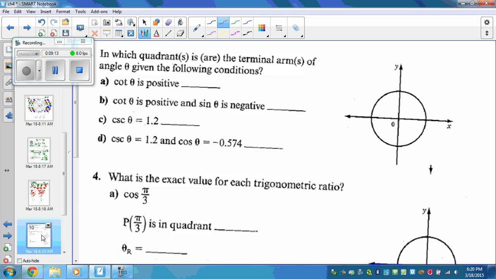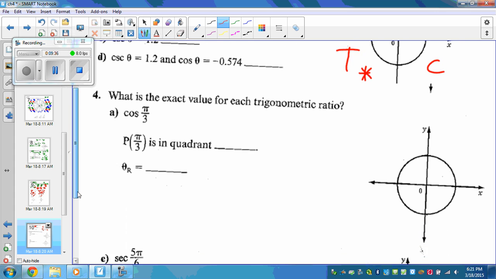Question 3 just asks what quadrants the angle would be in given the following conditions. Well, if cotangent is positive, cotangent can only be positive, everything's positive in quadrant 1 and also in quadrant 3. So there can be more than one answer. That's what question 3 gets you to do.